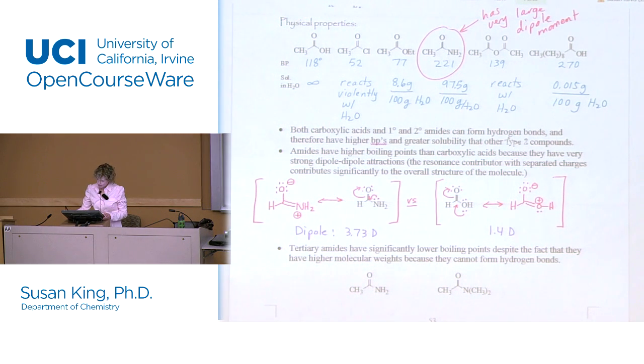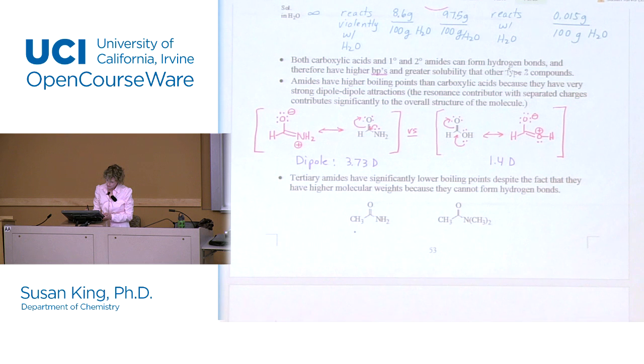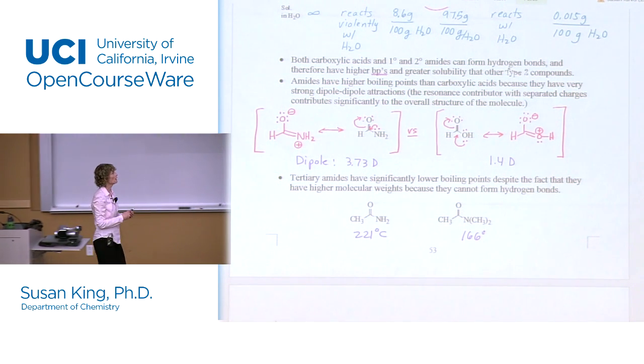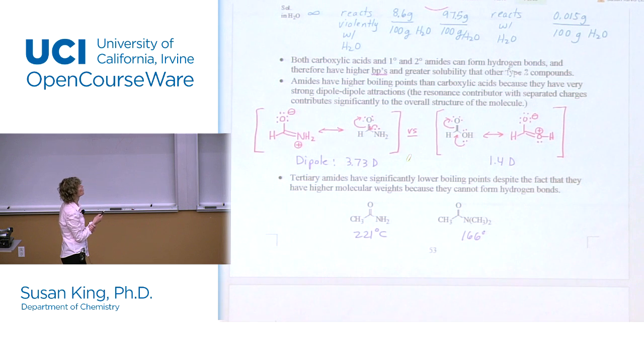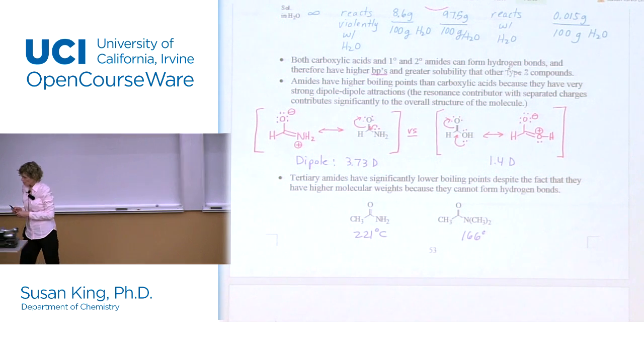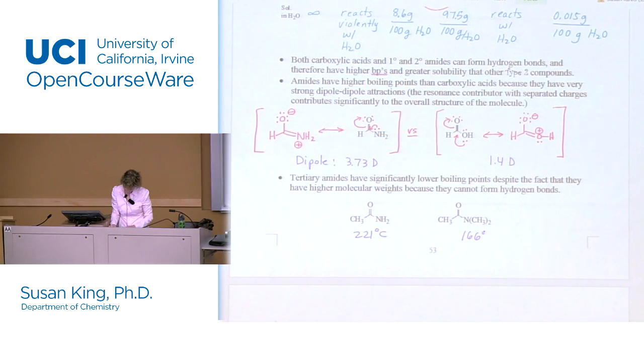Tertiary amides have significantly lower boiling points despite the fact that they have higher molecular weights because they cannot form hydrogen bonds. So if we compare the two of these, this is 221 again. This is 166. So we really have two things making this boiling point so high. For an amide, we have this enormous dipole, and we have hydrogen bonding. And when you can't have the hydrogen bonding, it's going to lower it. But that's still pretty high, isn't it, for no hydrogen bonding? Okay? Questions? Anybody?